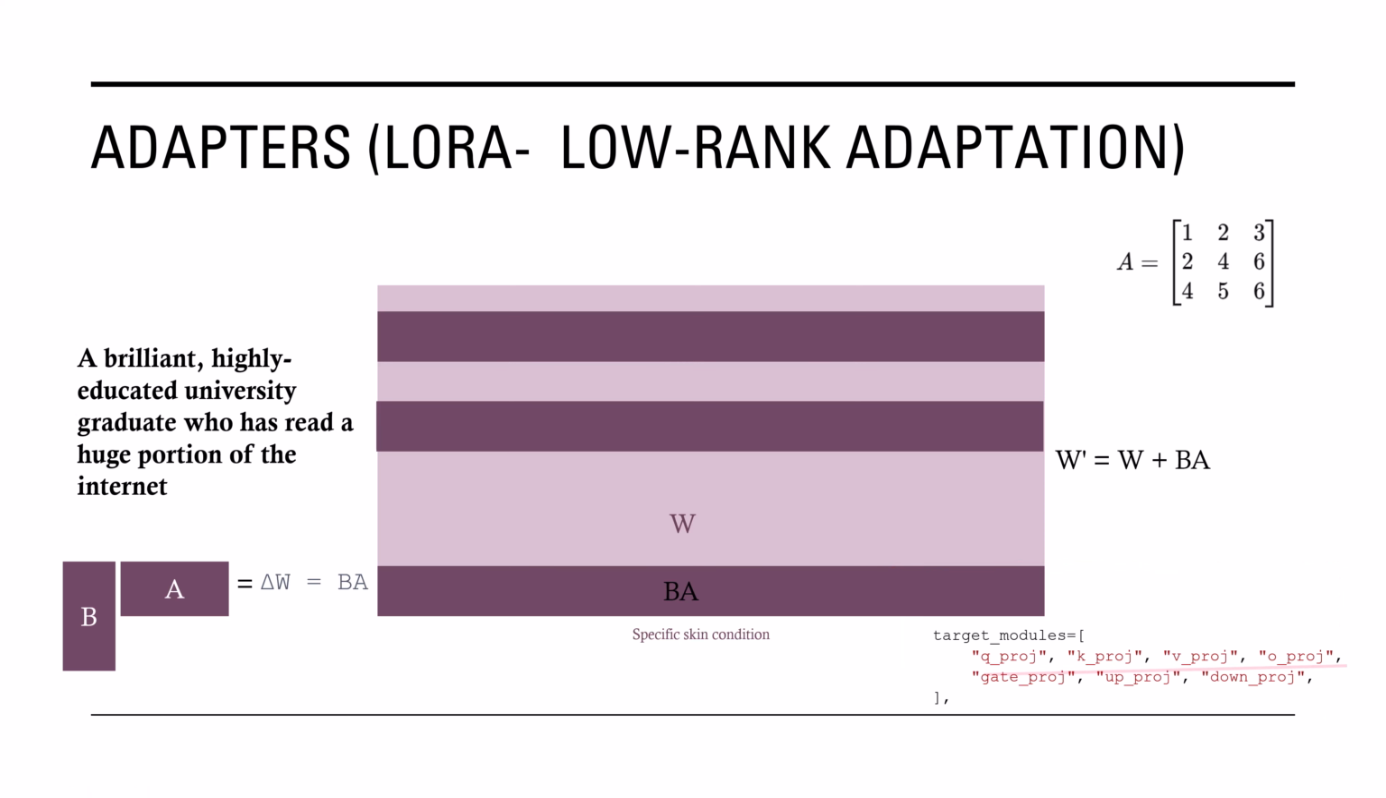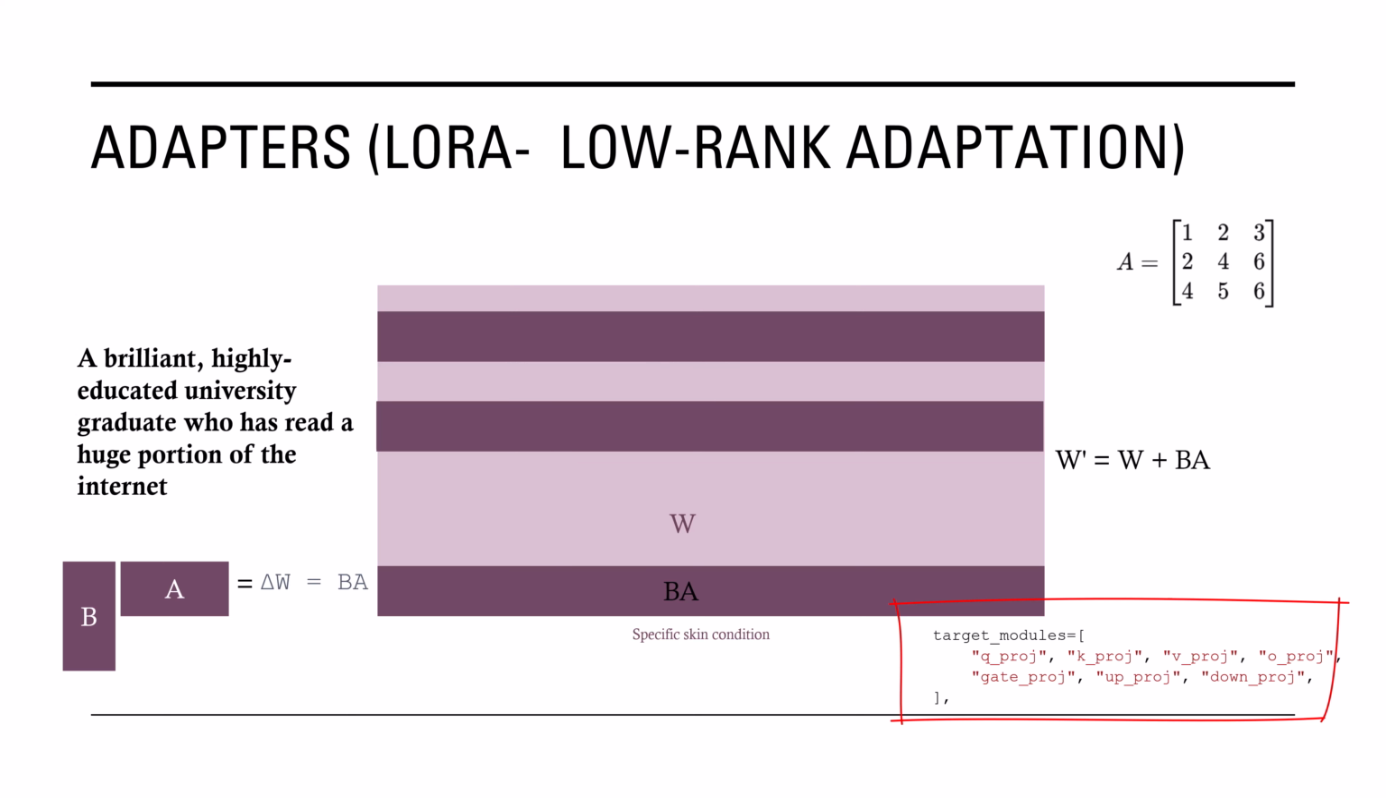So q projection, k and v: q is query, k is for key and v is for value. And they refer to the query, key and value projection layers within the self-attention mechanism of the transformer model. And LoRA is often applied to these layers as they are crucial for the model's ability to attend to different parts of the input sequence.